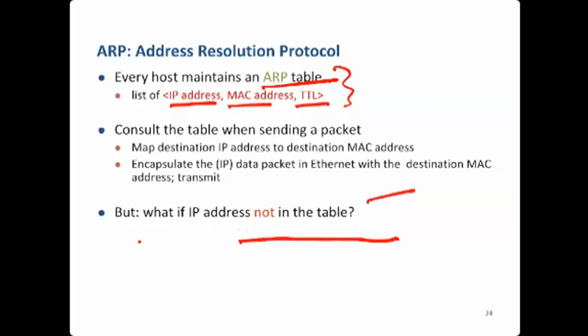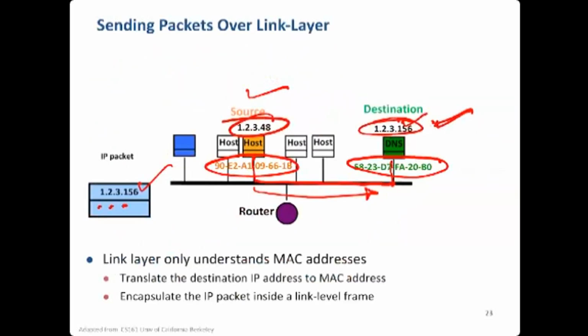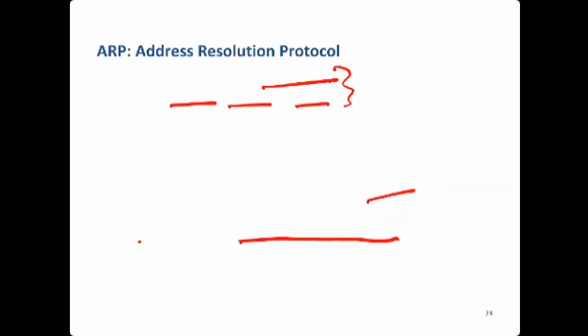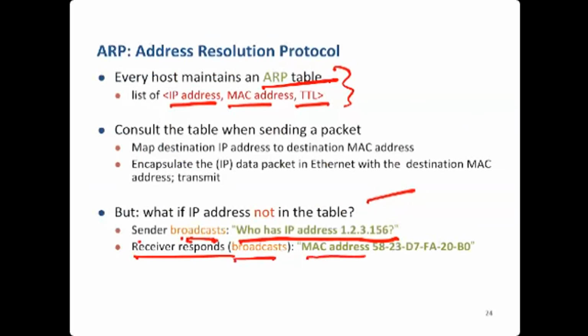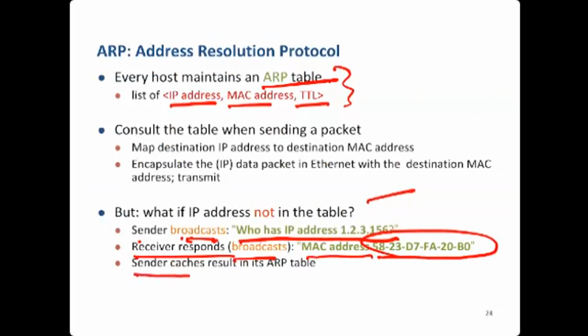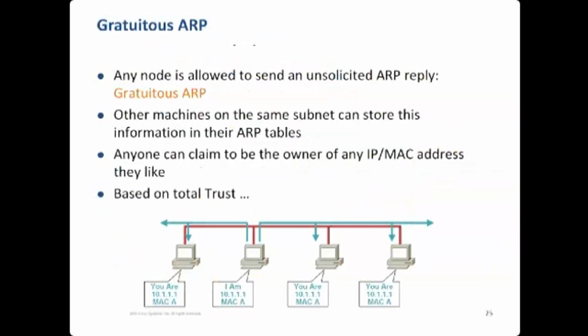Okay, so for this we want to know what is the Ethernet address. The receiver, the domain name server, responds or broadcasts it, right? Note that both are broadcasts: my MAC address is this one, so use this. Then the sender caches it, or writes it in its ARP table.